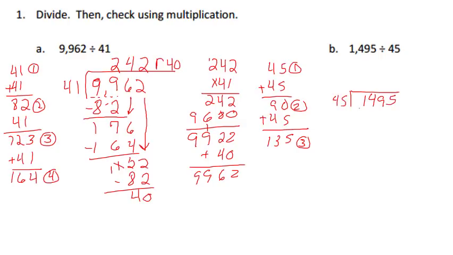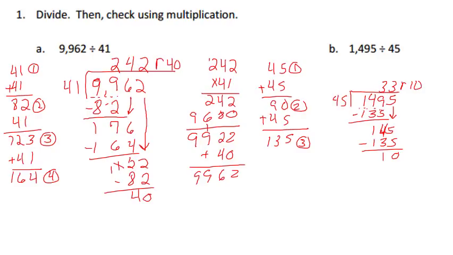Now if we look at the first two digits, we can see 45 cannot go into 14, so we have to look at the third digit. So 45 can go into 149 3 times. Now we're going to subtract that 135, and we're going to get 14. We bring down our next digit. We have 145, and we can see again that it's still going to be the third multiple. And we end up with a remainder of 10.